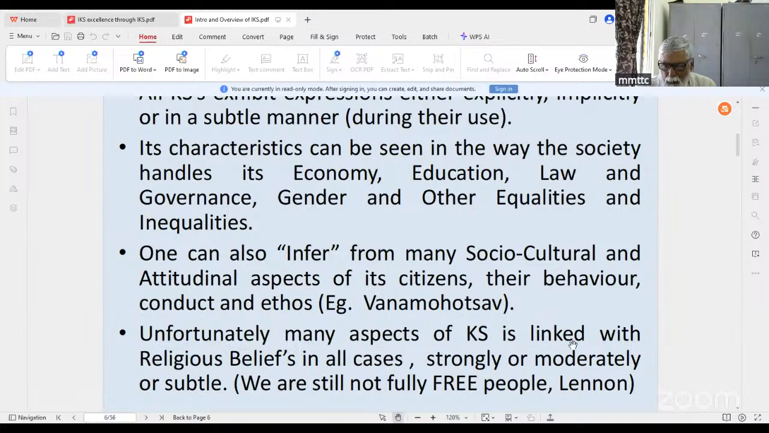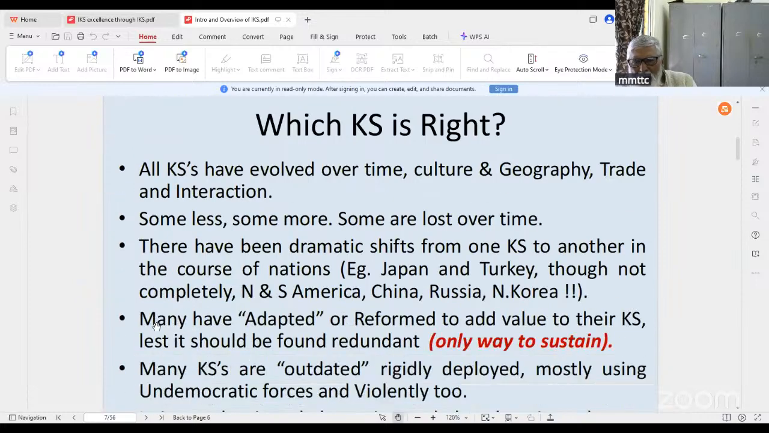Unfortunately, many aspects of knowledge systems are linked with religious belief in all cases, either strongly, moderately, or in a very subtle way. So in that case, we are really not 100% free people. As the famous Beatle John Lennon said, nobody on earth is fully free, because from birth to death we are fed with so much indoctrination and cultural imposition, good and bad both. So the question is, which knowledge system is right?